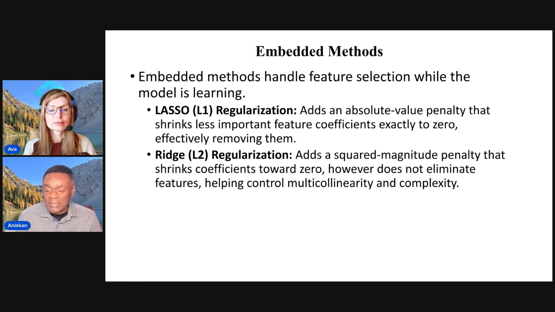The other one is the L2 regularization, or Ridge. And so this adds a squared magnitude penalty that shrinks coefficients towards zero. So instead of removing features completely, like with L1, it reduces their influence. So features become less important, however, they still stay in the model. That is very interesting to know about.